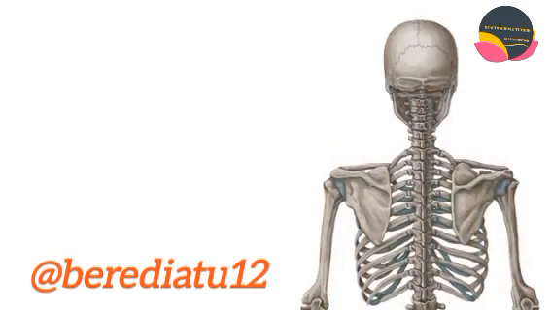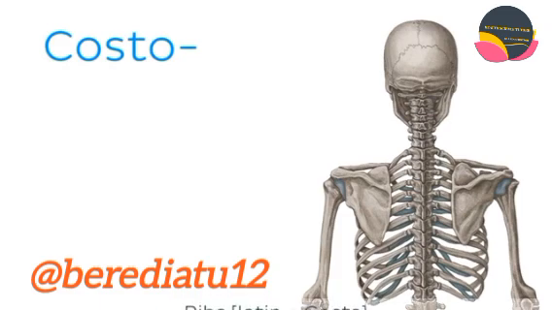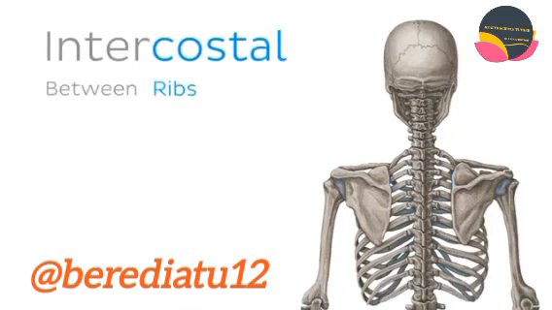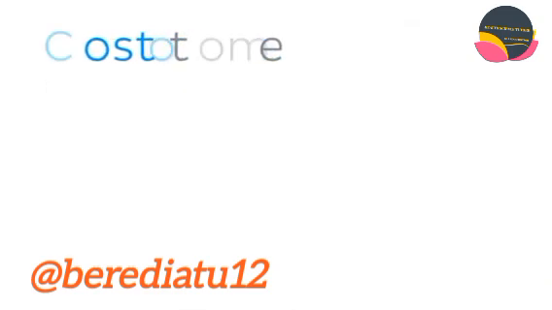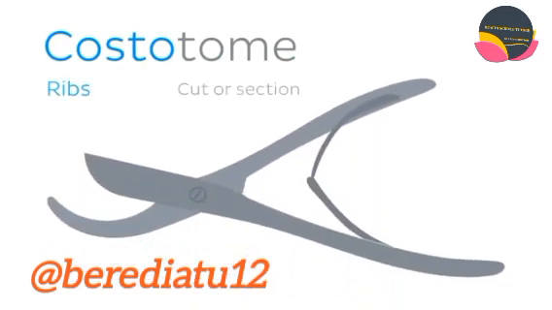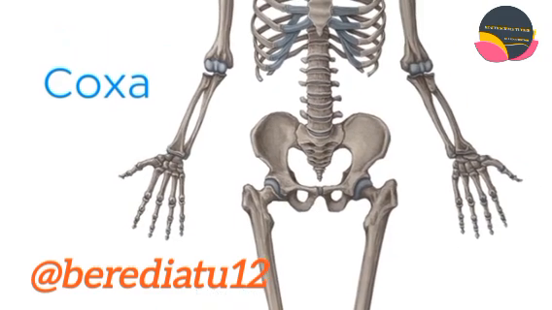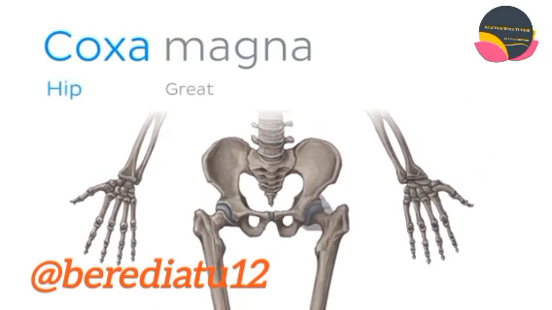The next term is one you're probably aware of. The word element here is costo or costal, meaning of the ribs. I'll give you the examples: intercostal, meaning between the ribs, or costotome, which is a special type of instrument designed for cutting through a rib. Next up is coxo or coxa, which refers to the hip joint. Coxa magna is a condition involving enlargement of the femoral head.